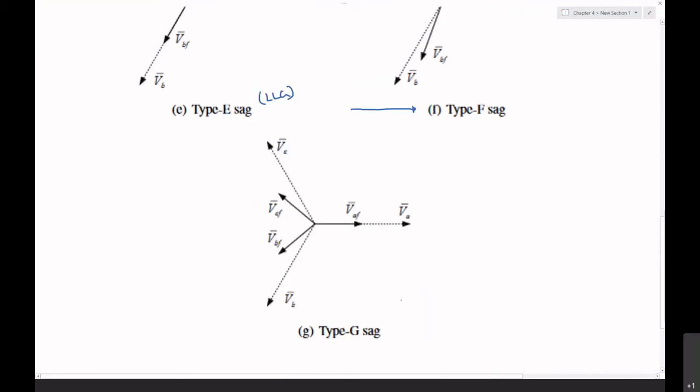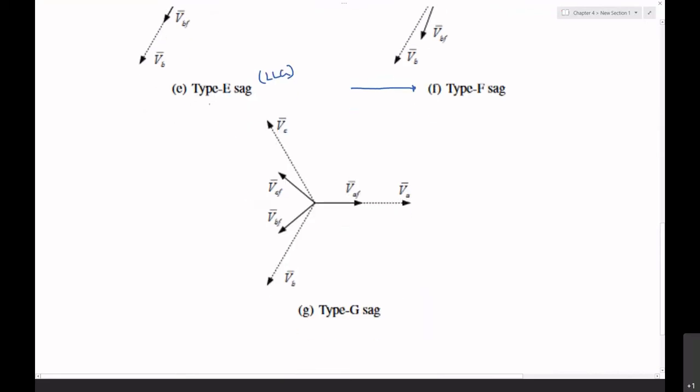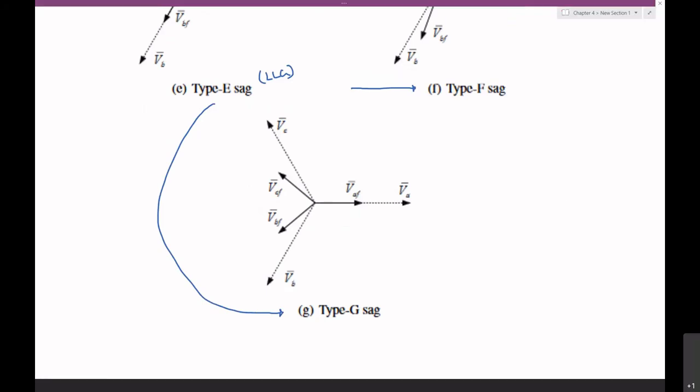And then we have one more. From the LLG fault transformation also, we get the type G sag. These are the different types of voltage sags. But generally, due to the fault, we will have 4 types of voltage sags. And if there is any transformation of the line ground fault, from higher voltage to lower voltage, and double line to ground faults also, because of that we will have the other 3 types of faults.